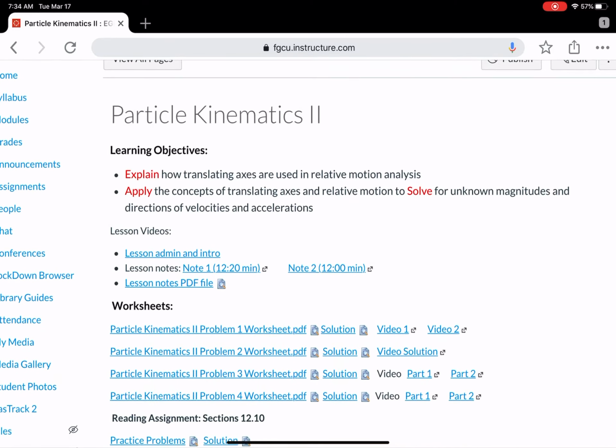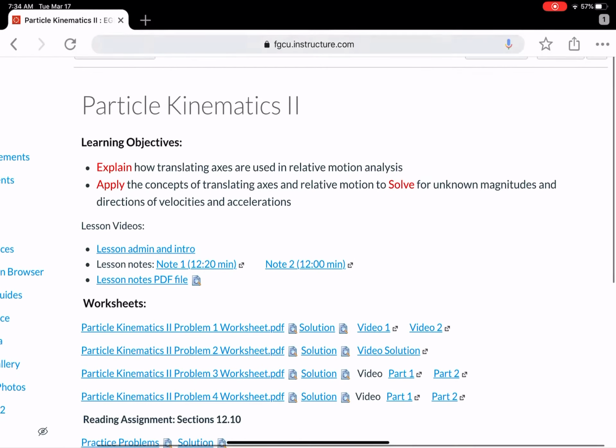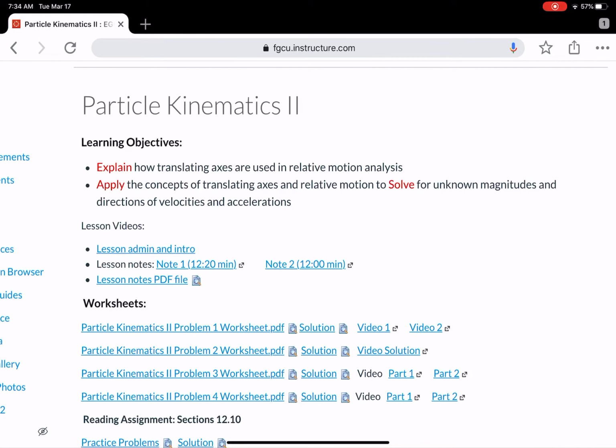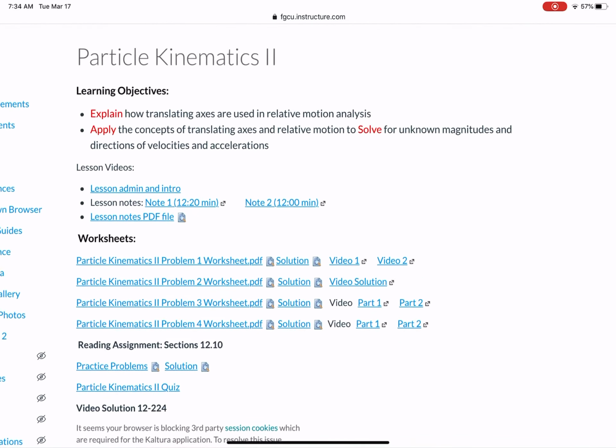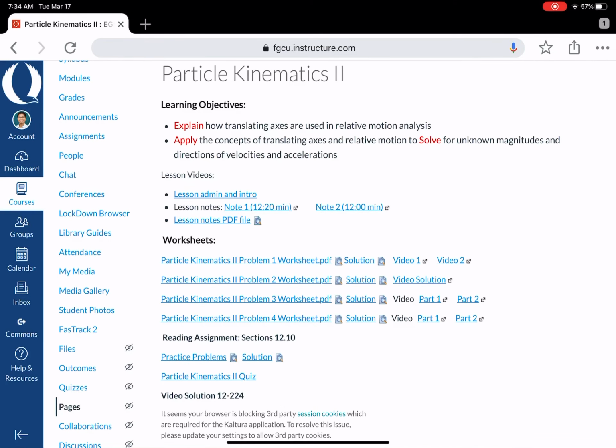The two main learning objectives for today's class are to explain how translating axes are used in a relative motion analysis, and then to apply the concept of translating axes and relative motion to solve for unknowns, either magnitudes or directions of velocity and acceleration. With that, I let you get to the video notes, and I also suggest you practice the 4 problems before you attempt the last few attempts of the quiz. With that, good luck.